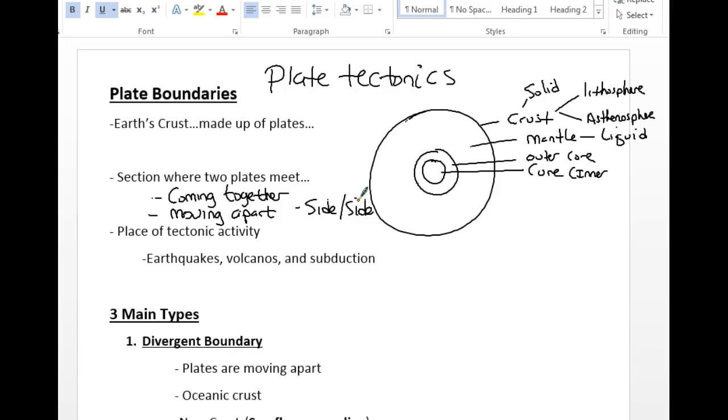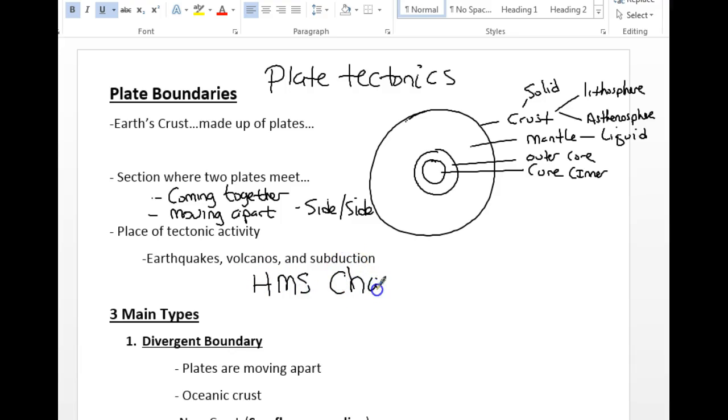So what we want to do though is look at these three types. And you might say, well, why are we even doing this? Well, this idea of the Earth's plates first came from the HMS Challenger.